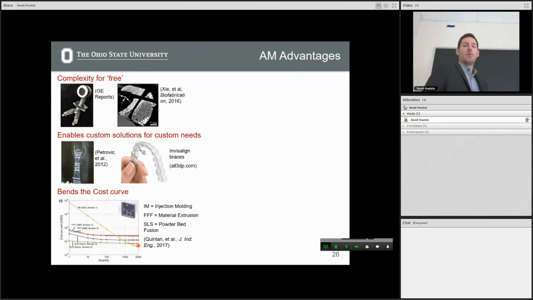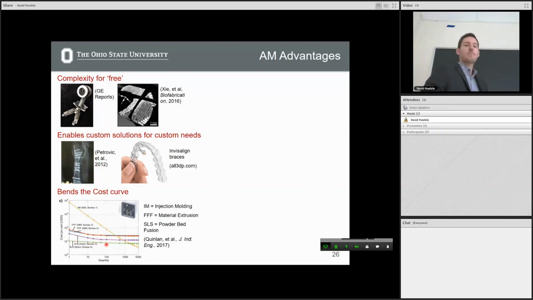What AM does is allow you to continually change the shape of what you're making, given the idea of being free form. We can move the laser anywhere we want, and we have a lot of options in where we move the laser and where we put the polymer down. Therefore, making a bunch of parts is not that much easier than just making one part. So this cost curve is fairly flat for AM, which makes it very valuable for cases in which you have very low production numbers.